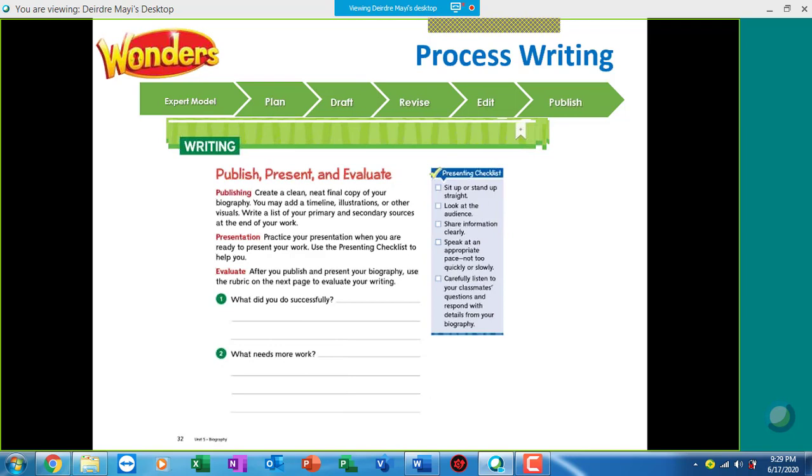Ultimately, students will publish, present, and evaluate. Now, it's important for you to know that opportunities to assess speaking and listening skills do exist within the program, and as students present their writing, that's a golden opportunity. But we want students to understand what a good listener does, what a good presenter does, and so the students will see checklists along the way.